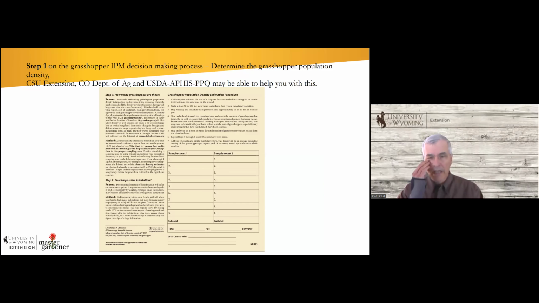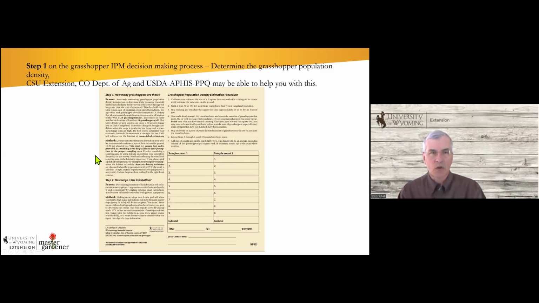Now, we created what we called a square foot job aid, because we made it the size that's needed for a visual estimation of grasshopper density. The first step if you're thinking you have a problem with grasshoppers is to figure out how many you have on your pasture, your range, your fields, and so you need to estimate their density. So that's step one.